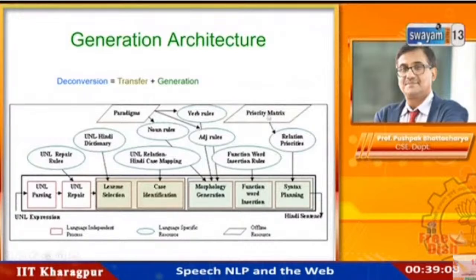Priority matrix decides which word should come in the target language sentence. Then function word insertion: ko, ke liye, etc. Then case marking happens to get the semantic roles correctly. So that's why machine translation is called an NLP complete problem in some loose sense, because everything in NLP is involved in machine translation.